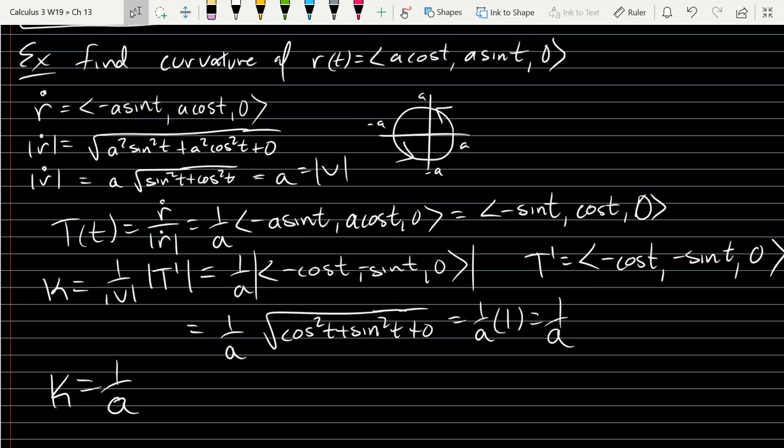So any computation questions on what's on the board here? I did my T prime computation kind of right in the middle of all that stuff right there.